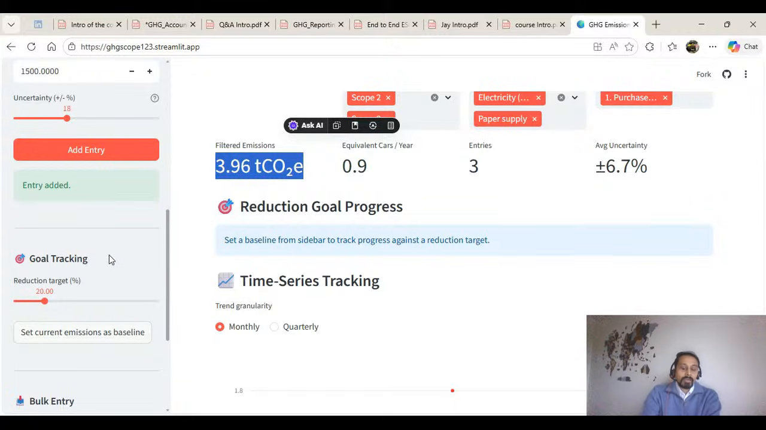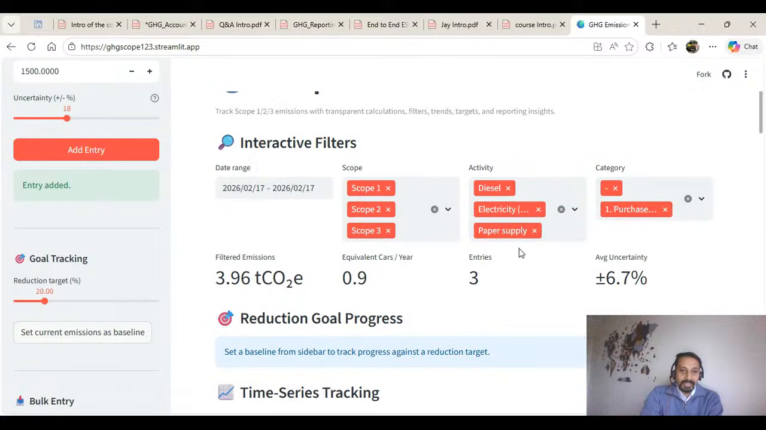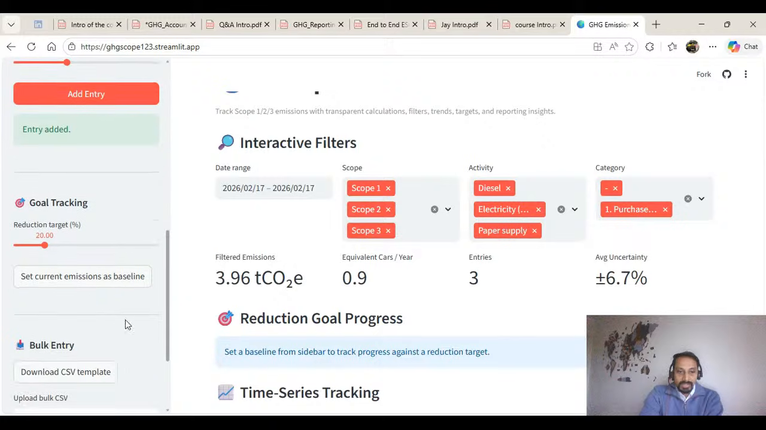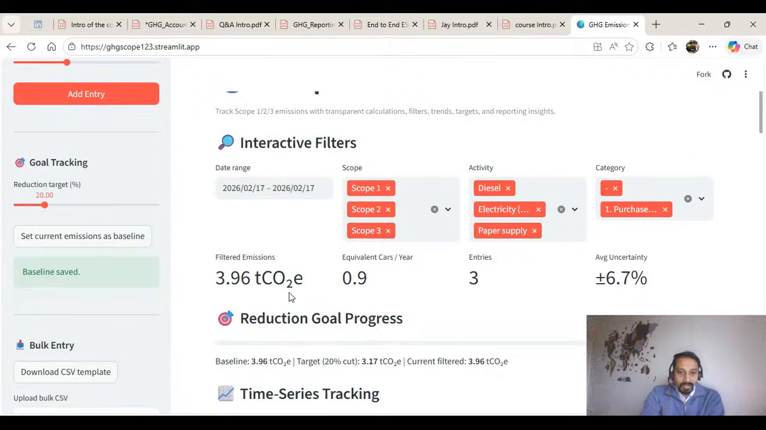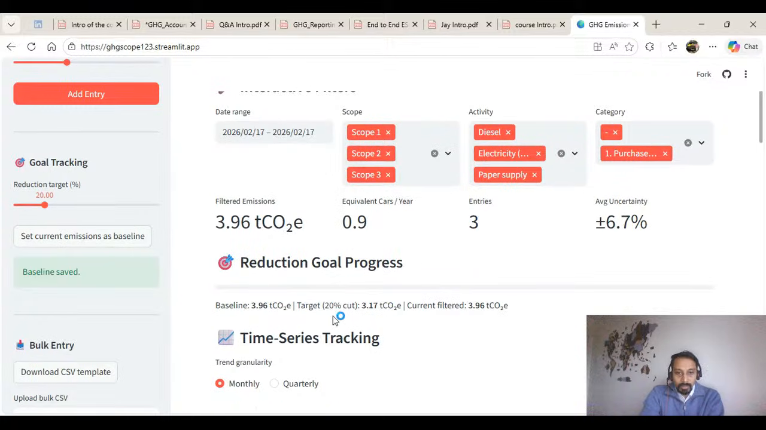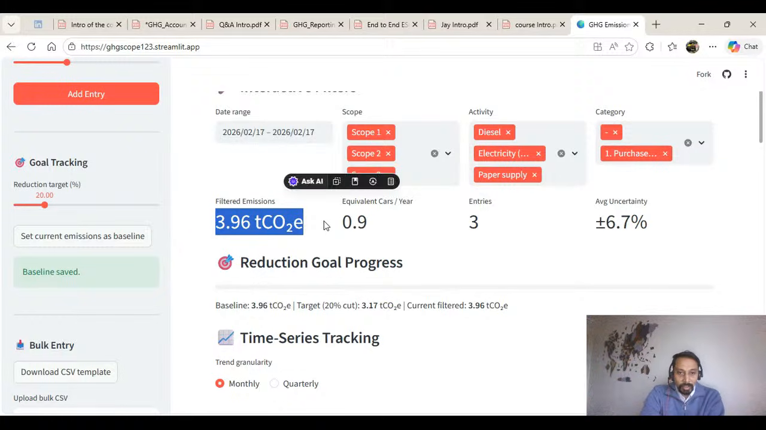So for example, your company and your board members and your whole ESG committee and sustainability committee decided that this year we are going to target a 20% reduction based on the current baseline. So if you have the baseline data that you already entered, then you can set the current baseline, and since it's 20%, your target will be 3.17, and your current baseline is 3.96. So current filter is 3.96 for your whole stuff.